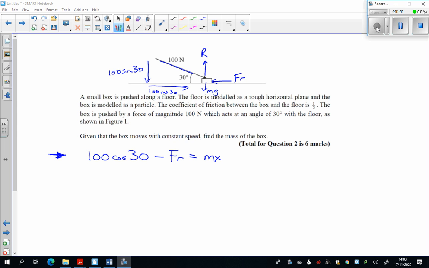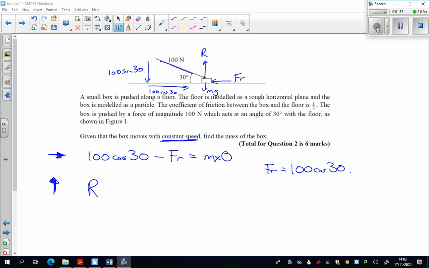The mass is m, and the acceleration, well, some people were looking around for that, but look, here's the words, it's got a constant speed, so the acceleration is 0. So from that equation, I can deduce that the friction is 100 cos 30. And I'll stop there for a minute with that one.